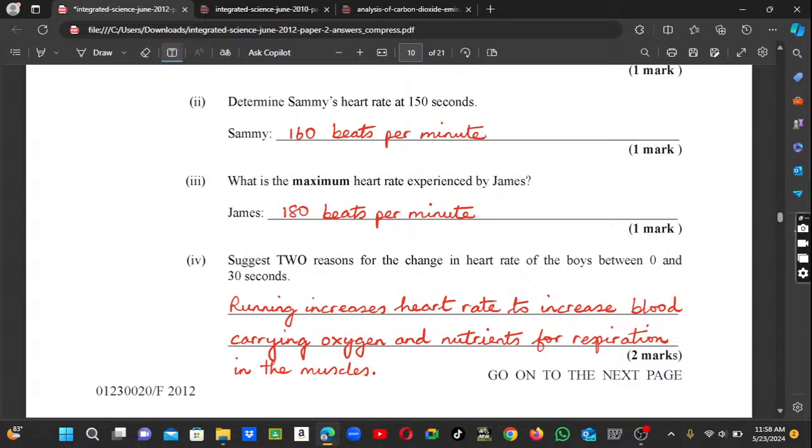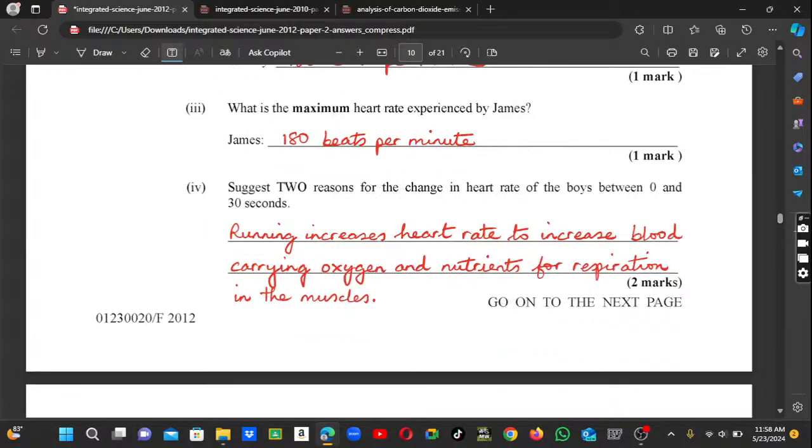So here we ask, what is the maximum heart rate experienced by James? We are seeing that James's heart rate would have been 180 per minute. We are talking about the maximum. This would be the minimum for Sammy, but the maximum for James would be 180. Alright, good.